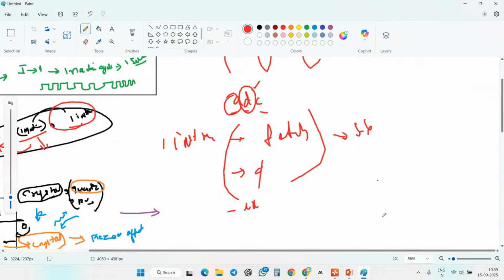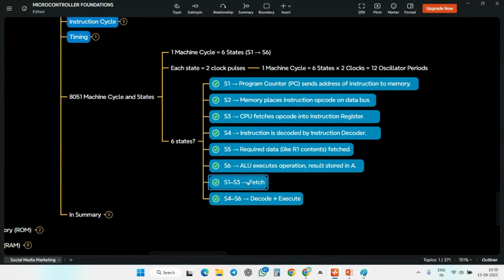States 1, 2, 3 are specifically for fetch, because the program counter is there, and we have to take it onto the data bus, and finally the data is processed. State 4 to state 6 are for decode and execute. What you mainly need to understand is that there are six states, and each state takes 2 clocks, so totally 12 oscillator periods.